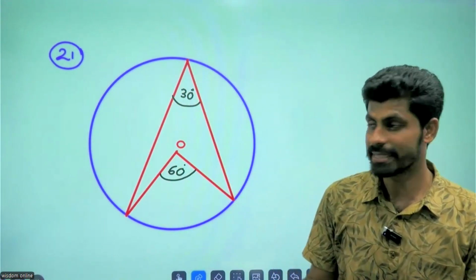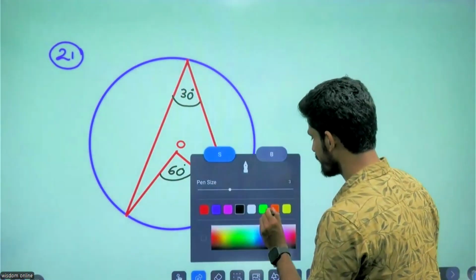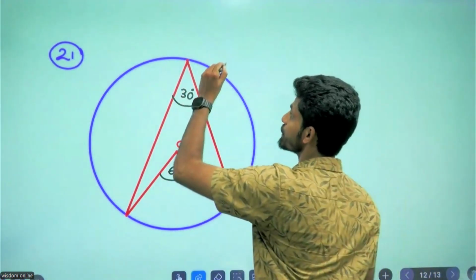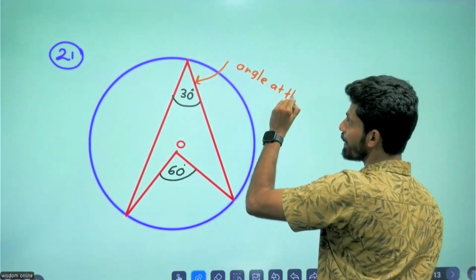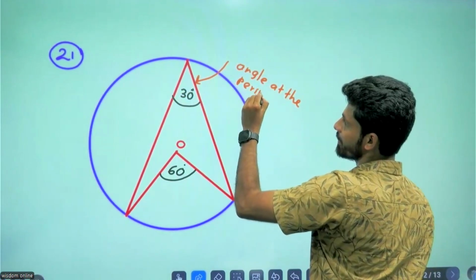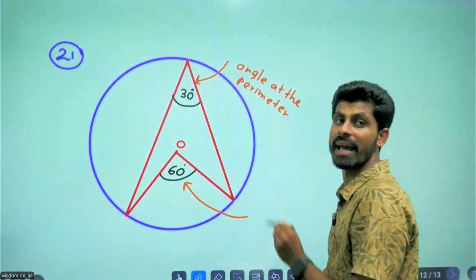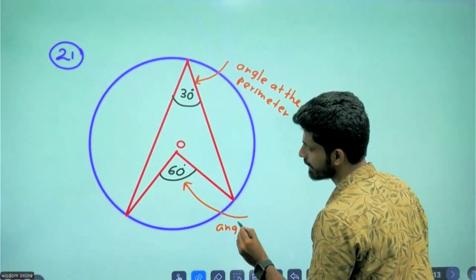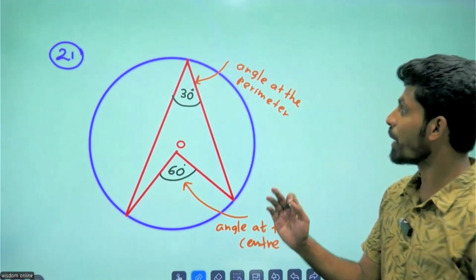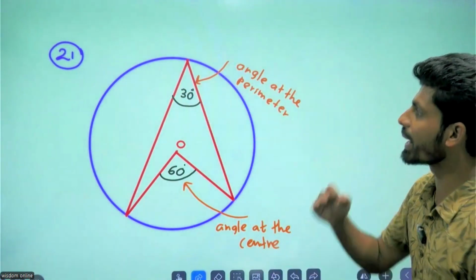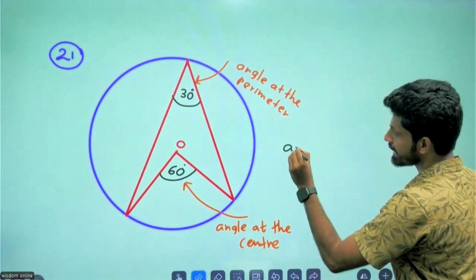This is the angle at the center, and this one is known as the angle at the perimeter, right? Look at this one. This angle is known as the angle at the perimeter. This is the center now, the angle at the center. So the angle at the center is twice the angle at the perimeter. That is the theorem.